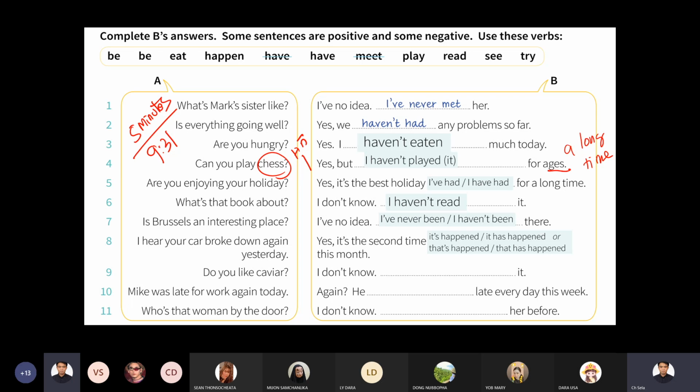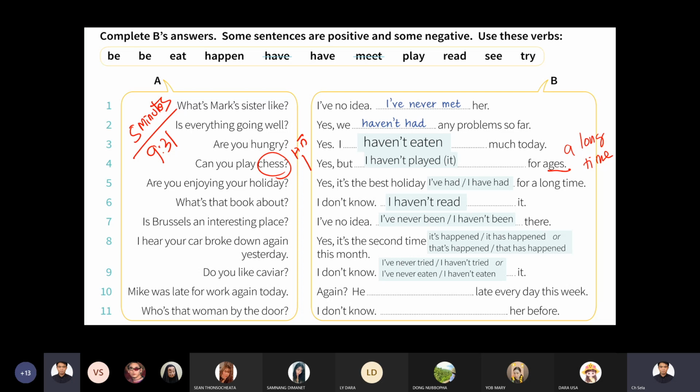Okay, number 9. Do you like the car wear? Okay, I would like to call Manette. I don't know if I haven't tried. Yes, I haven't tried it or I haven't eaten it. Okay. Correct.